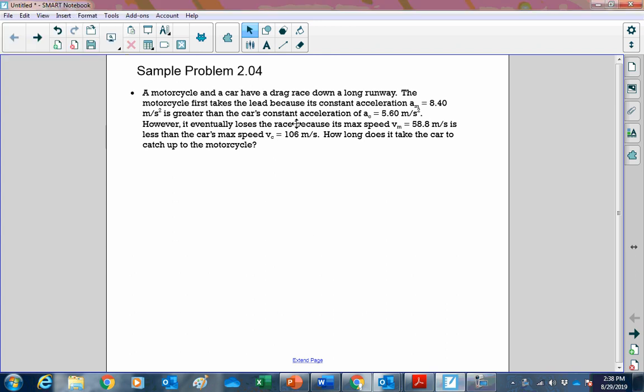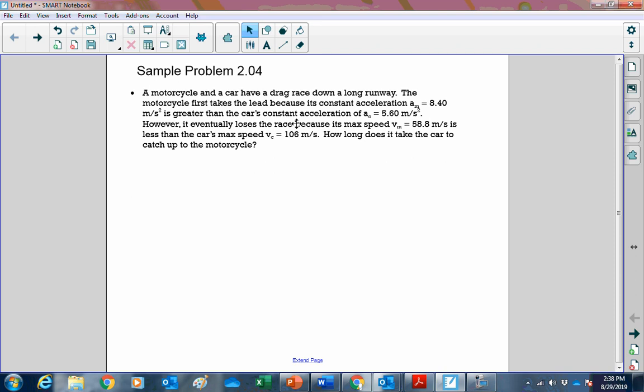This is sample problem 2.04 from the Walker textbook, and it covers some constant acceleration and constant velocity problem type skills, so it's a good example of the type of problem we'd see on a test. It's got two different moving objects, in this case a motorcycle and a car.